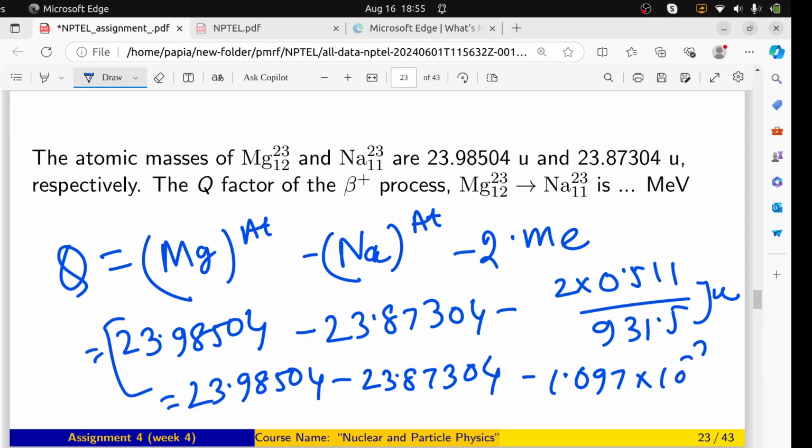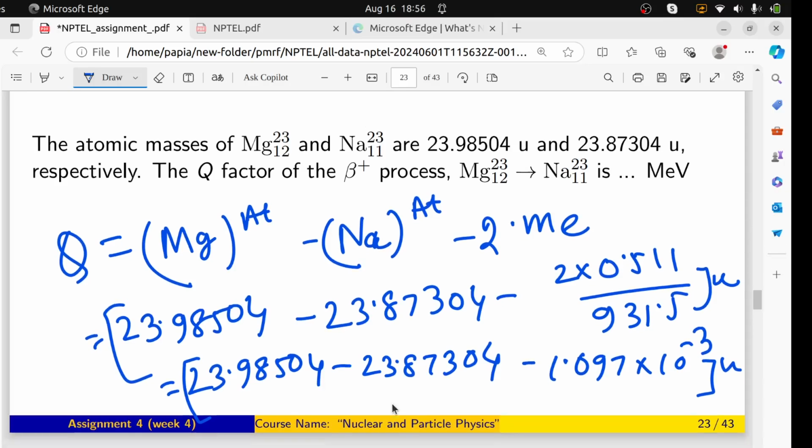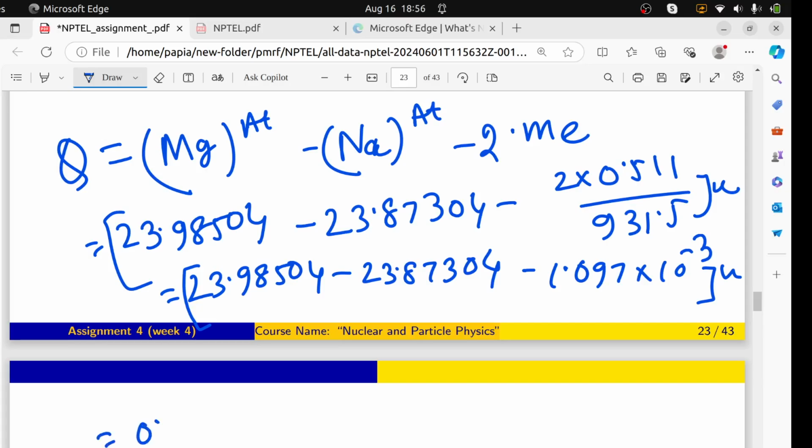1.097 into 10 to the power minus 3 U. All volume be in U. So 23.98504 minus 23.87304 minus 1.097 into 10 to the power minus 3. So this will be 0.110903 U into 931.5. So it will be nearly 103.306 MeV.